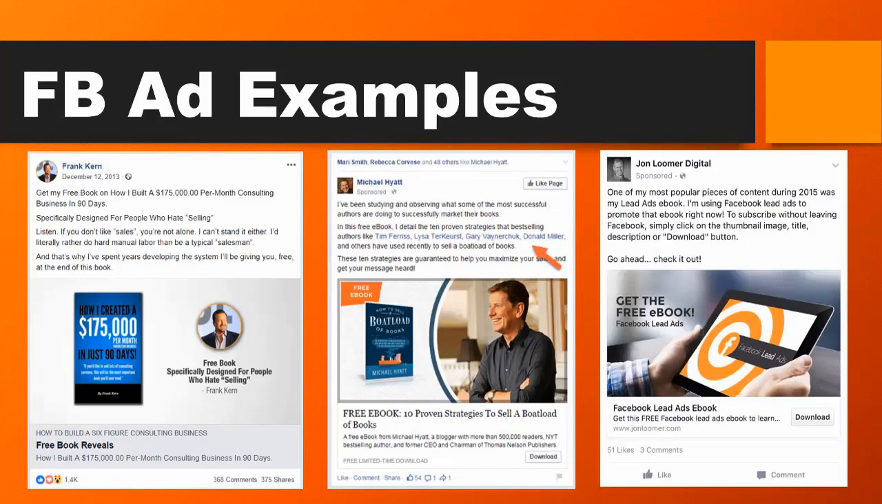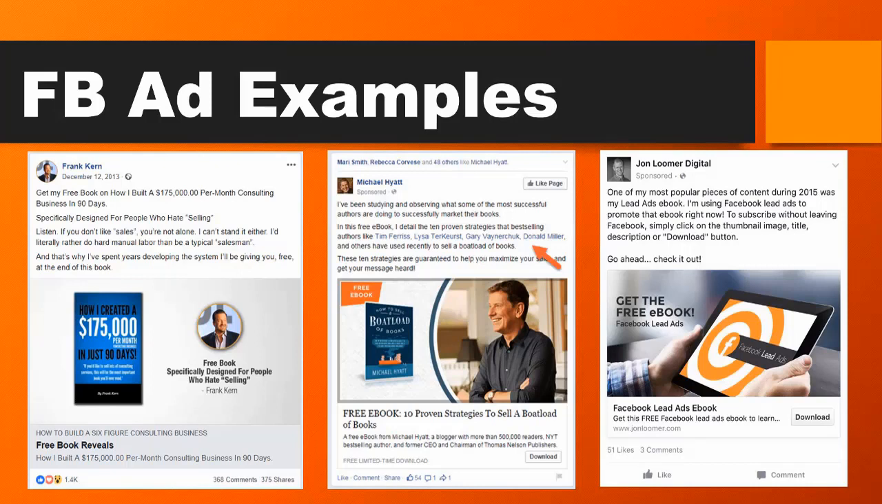A few more by some individuals now. Franken on the left: get my free ebook on how I built a $175,000 per month consulting business in 90 days. What's he giving away? An ebook. Okay. Michael Hyatt, boatload of books. He's talking about 10 proven strategies to sell a boatload of books. Again, free ebook. All right, we've got John Loomer Digital on the right hand side, a prominent figure in the Facebook advertising space, and he's giving away a free ebook. Okay, all about Facebook ads and the rest of that.